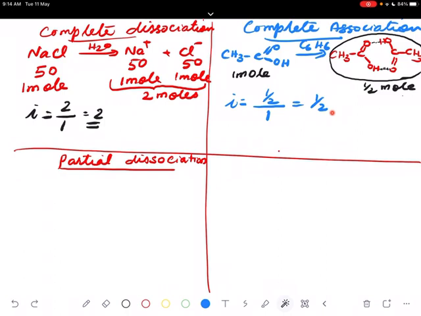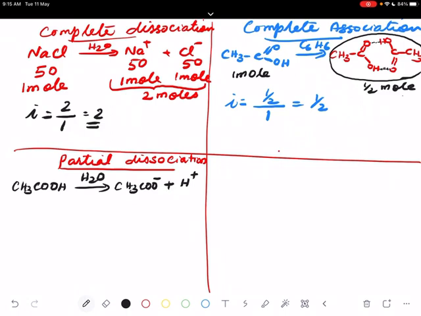Now, partial dissociation. For example, acetic acid in water, CH3COOH in water. Typical example is acetic acid in water. Water has got high dielectric constant, means it can dissociate this CH3COOH into what all things? CH3COO minus plus H plus. We know that acetic acid is a weak acid, means less number of H plus ions will be produced. That is what is meant by weak acid.